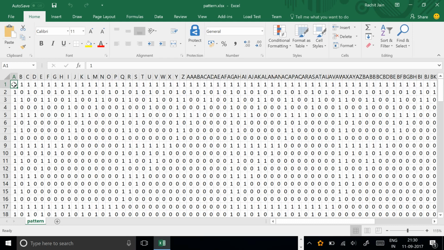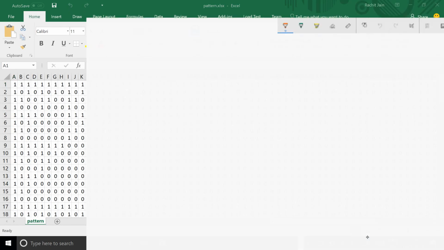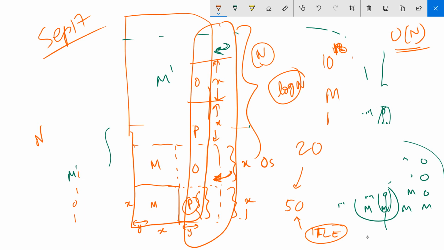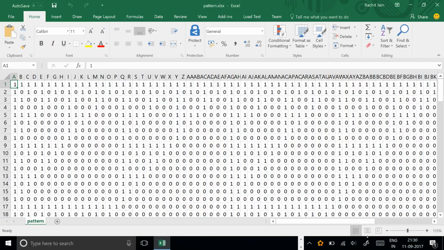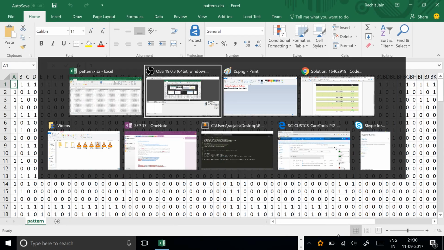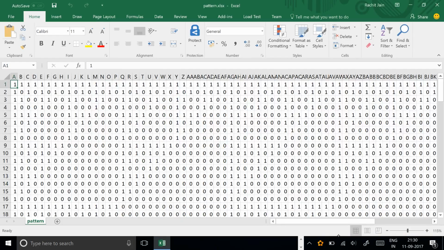I already knew that this is the pattern of M and 0. We know this pattern. This is how this matrix is building up. But then what I found was, let me just take a print of this.